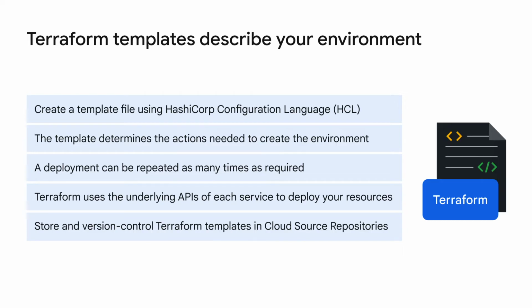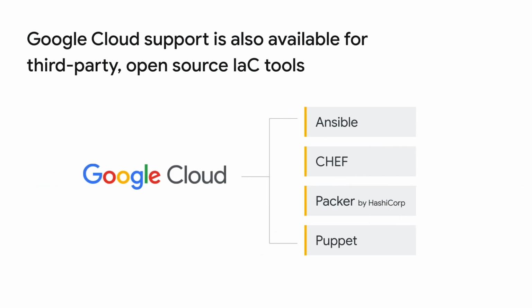Terraform uses the underlying APIs of each Google Cloud service to deploy your resources. This enables you to deploy almost everything we've seen so far, from instances, instance templates, and groups to VPC networks, firewall rules, VPN tunnels, cloud routers, and load balancers. You can also store and version control your Terraform templates in cloud source repositories. In addition to Terraform, Google Cloud also provides support for other third-party open-source IaC tools.